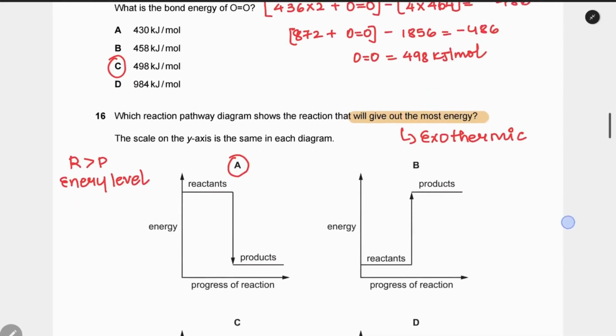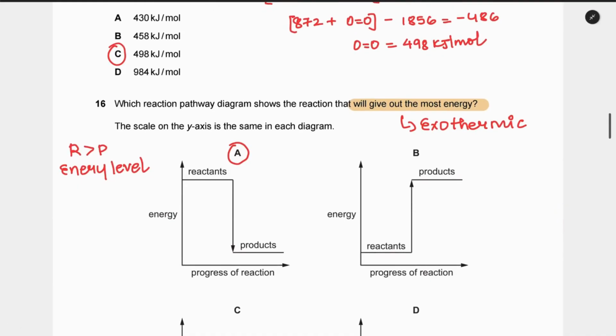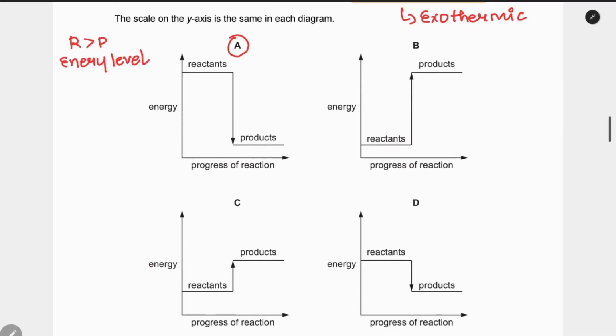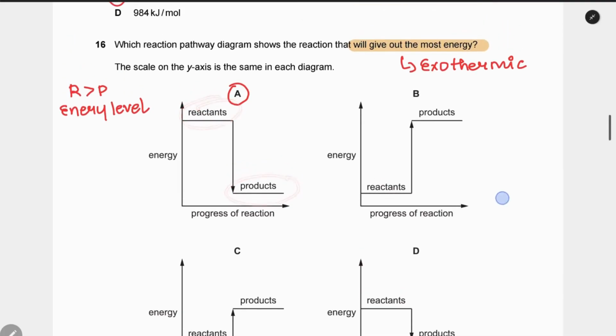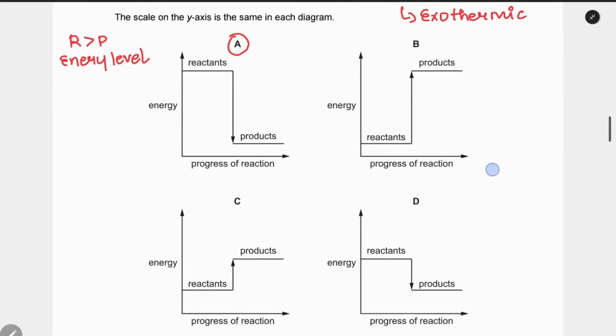Next, question number 16. Which reaction pathway diagram shows the reaction that will give out the most energy? Now, the energy is given out. Again, it is going to be exothermic. And when there is an exothermic reaction, the reactant energy level will be more than the product. So let's see. From the given options, we have only A and D, where the reactant is more than the product. But over here they asked for the most energy being released. So as you can see, there will be the lowest product energy. So we are going to mark A. So the correct answer is A.